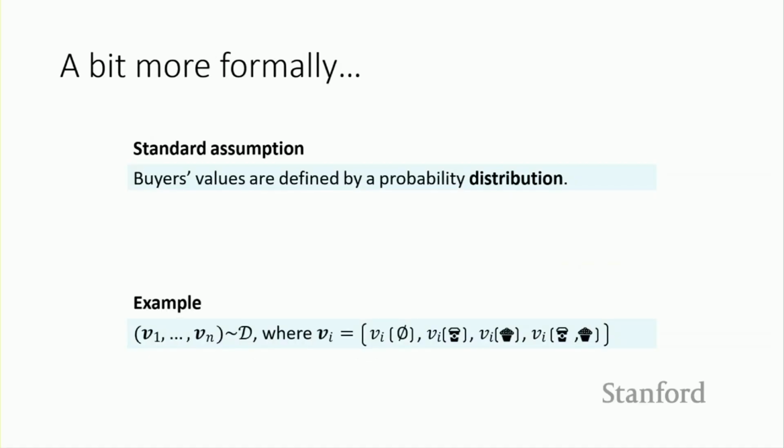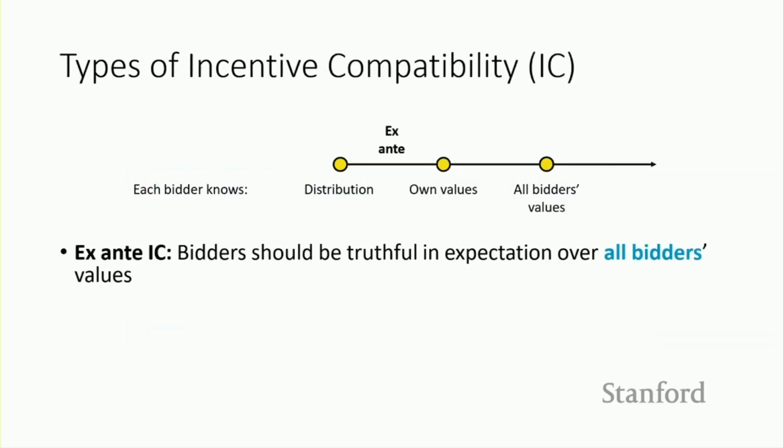Slightly more formally, in the way these analyses are often done, we need a little bit more information. Generally, you can think of bidder values as defined by a probability distribution. So think of these as samples from some distribution over the bundle of potential set of items. And from that perspective, there are a bunch of different ways that you can analyze IC properties. I just list these as definitions more than engage in detail. The main thing to take away here is the different levels of information about the rest of the mechanism that each bidder might have.